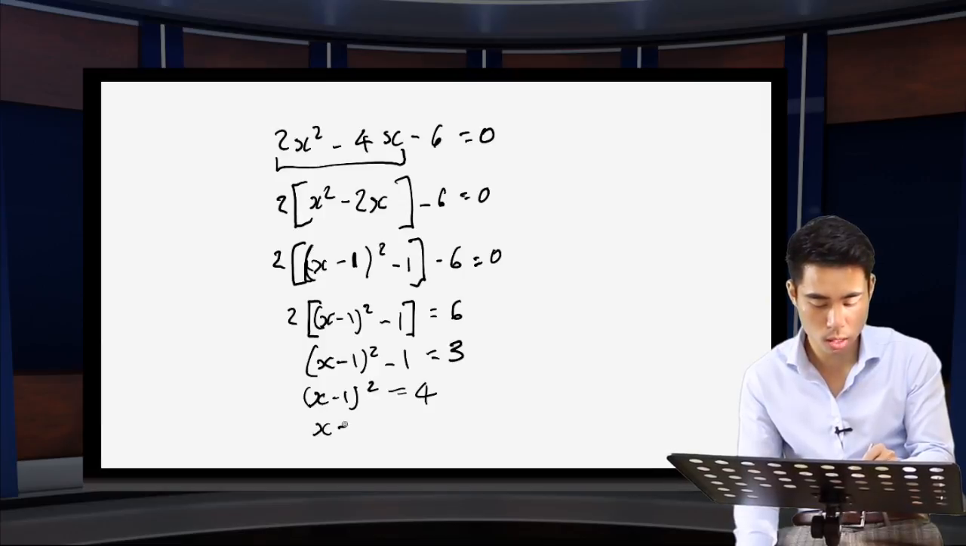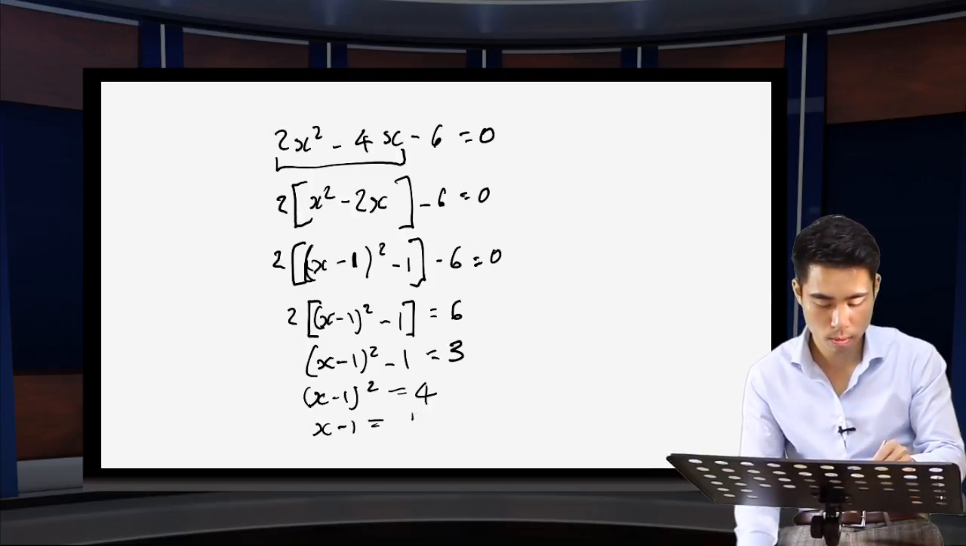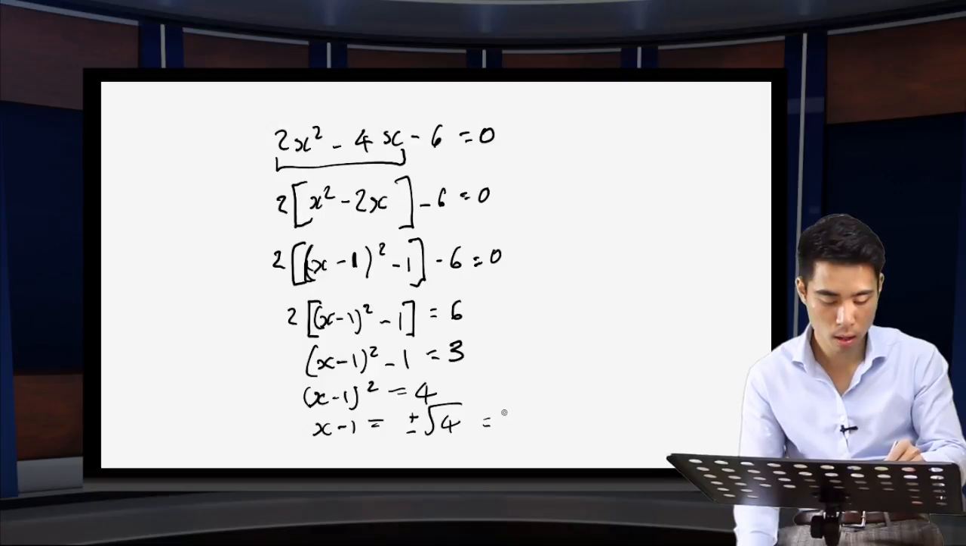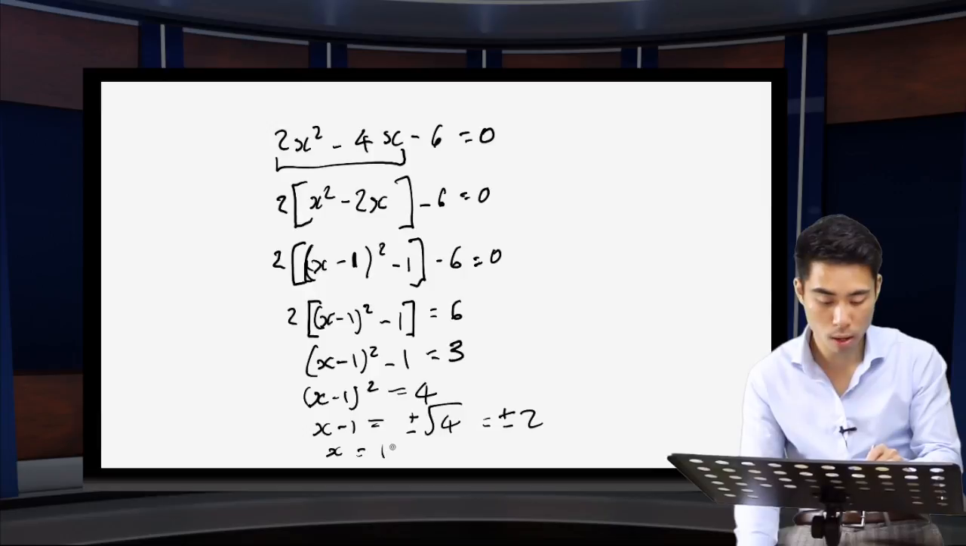How do I undo the square term? Oh, don't need that anymore. How do I undo the square term? Square root both sides. Remember, it's going to be plus or minus the square root of 4, i.e. plus or minus 2. And then lastly, how do I undo this minus 1? I add 1 to both sides, so my final answer is going to be 1 plus or minus 2.